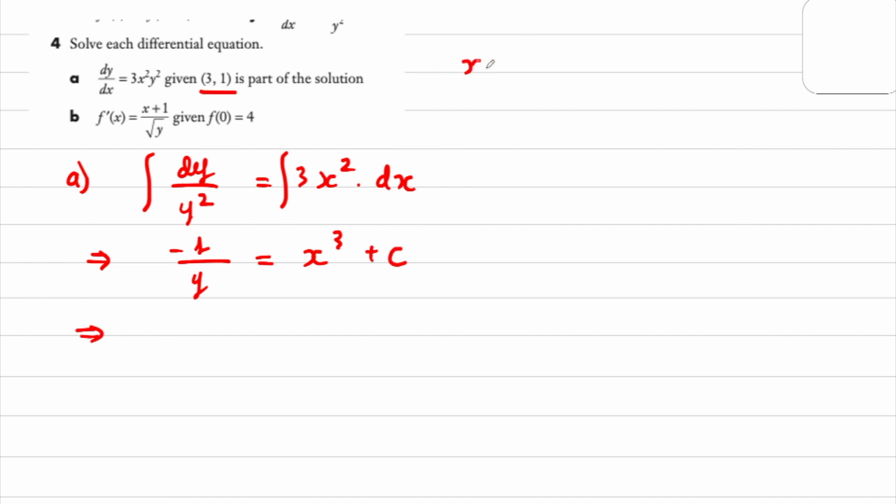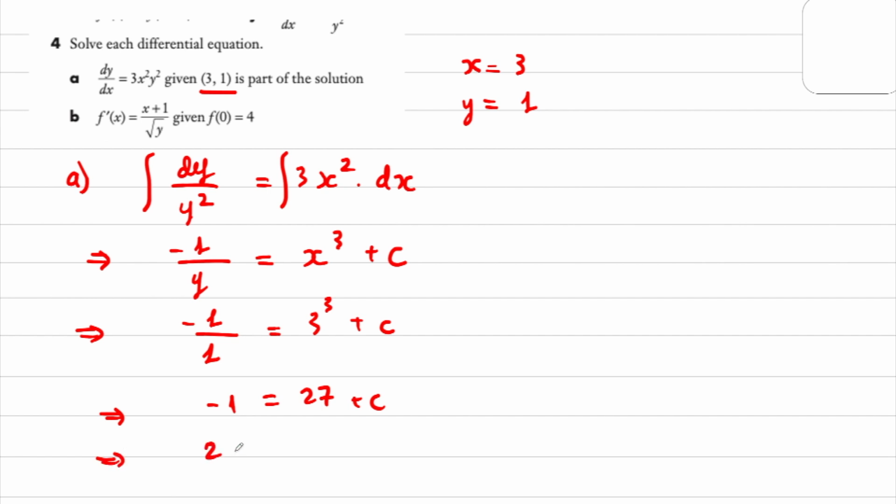The point (3, 1) means x equals 3 and y equals 1. Substitute it into this equation. You get minus 1 here, 3 cubed plus c, so 27 plus c. After that, you will get minus 28 equal to c. It means the final answer for this question is minus 1 over y equals x cubed minus 28. Yeah, that is the first.